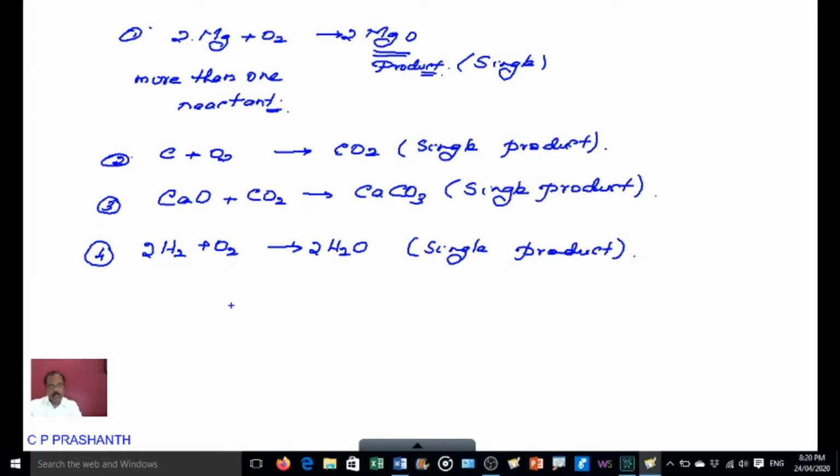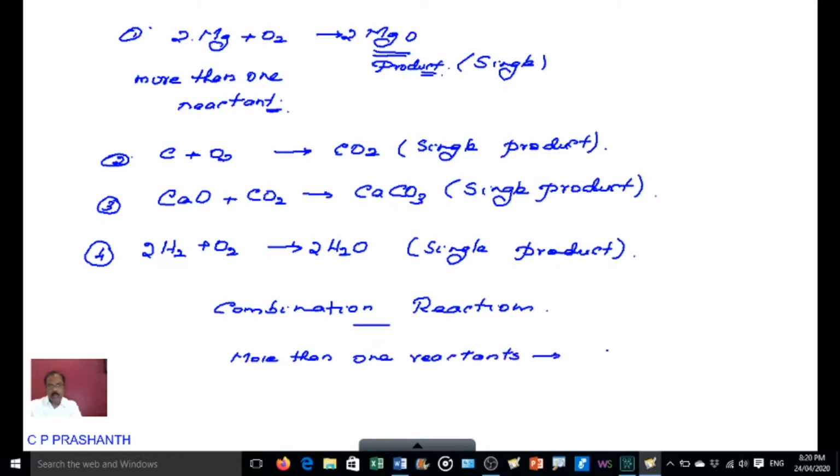So what you see in all these reactions is that from more than one reactant you get a single product. Such reactions are called combination reactions. As the name indicates, combination means combining of two or more reactants to produce a single product. So there will always be more than one reactant and the product will be a single product. That is what a combination reaction is all about.